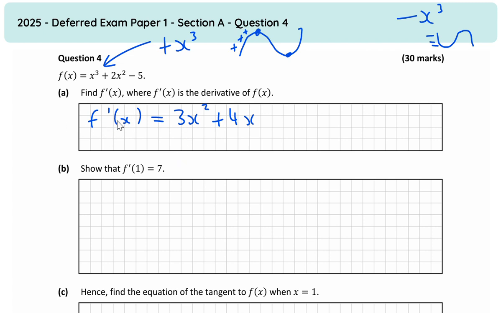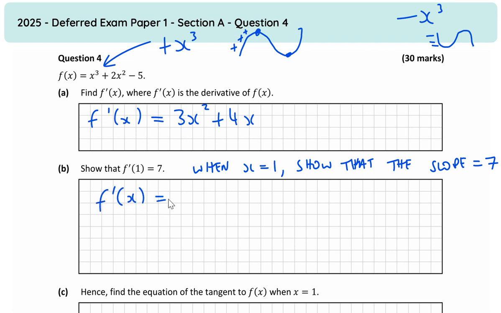Of course, we're after finding our slope finder function, and this is basically code for: when x equals 1, show that the slope is 7. That's what that question is saying to you in disguise. So remember, that's the slope. I'm going to write it over here as well. That's just the slope. It's 3x squared plus 4x.